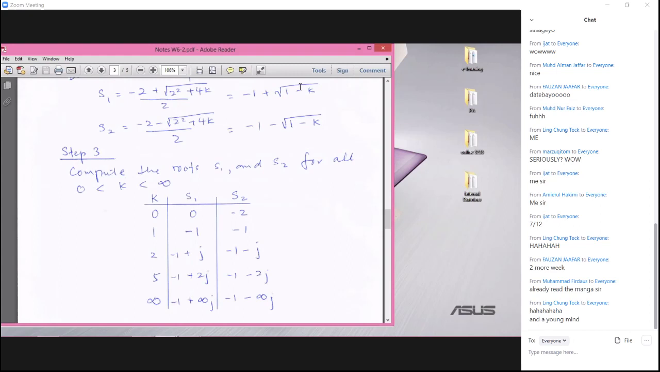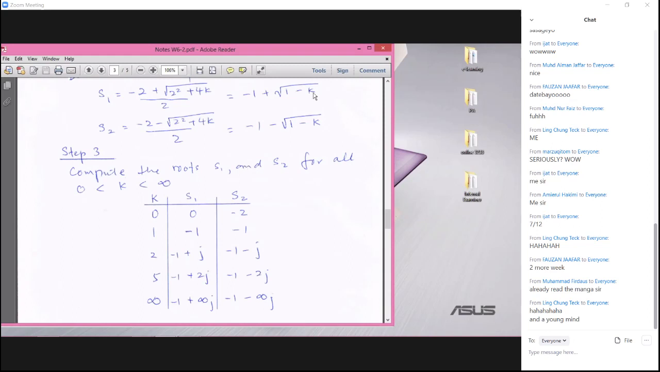Substitute k is equal to 1. Wait a minute, what am I talking about? So when k is equal to 0, minus 1 plus 1 is 0. When k is equal to 1, 1 minus 1 is 0, so the square root of 0 is 0, and you get negative 1.